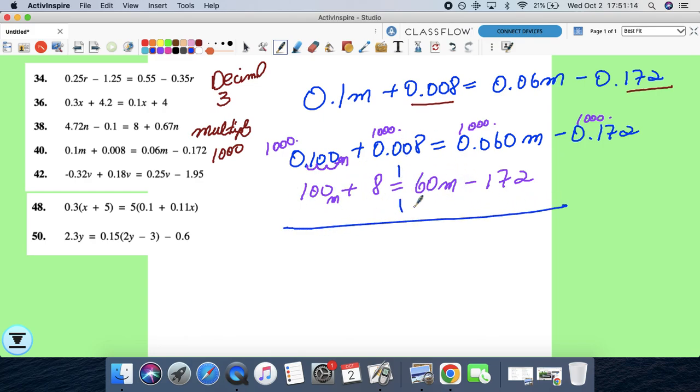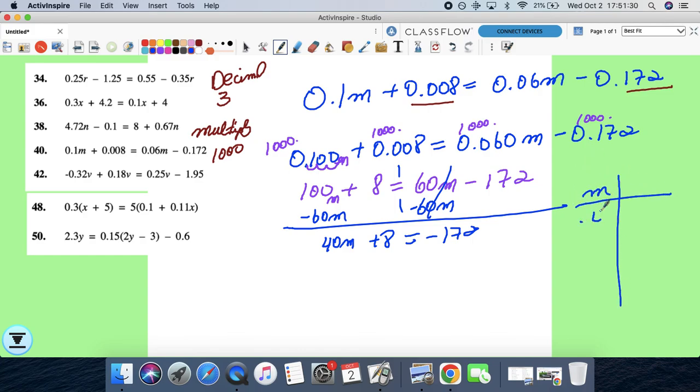So we're going to get rid of the small one, so minus 60m, minus 60m. That goes away. You're left with 40m plus 8 equals negative 172. Let me do it over here. A variable m is multiplying by 40, add 8, gives me negative 172. The 2 inverse operations I'm going to use is subtract 8 from both sides and divide both sides by 40.